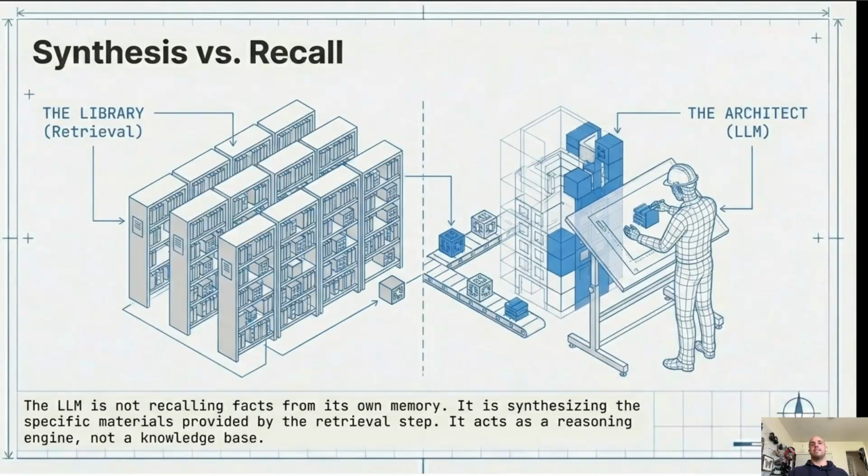And so to visualize this, think of two separate systems. You have a library and an architect. The retrieval step is the library. There's a bunch of rows of shelves containing a lot of data and information. The LLM, in this case, the Gemini large language model, is the architect. It doesn't need to know the facts beforehand. Its job is to take the building blocks provided by the sources and then synthesize them into a coherent structure. It acts as a reasoning engine, not a knowledge base in that sense.